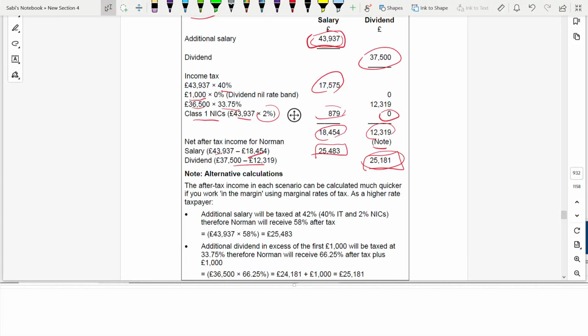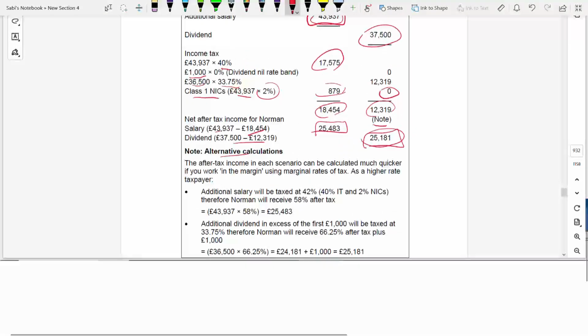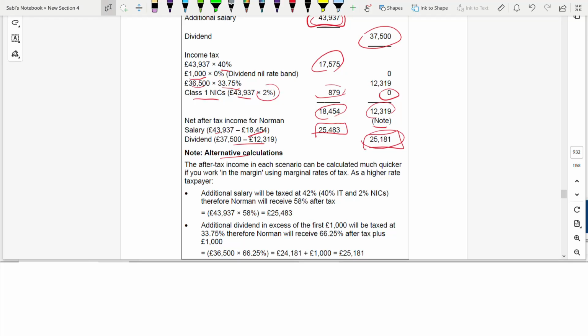Now let's go to the alternative calculation. You don't have to do 2 calculations in your exam, please. This is only for your understanding that there is another method of doing this as well. So now this is a much quicker method. In your exam this method is recommended.